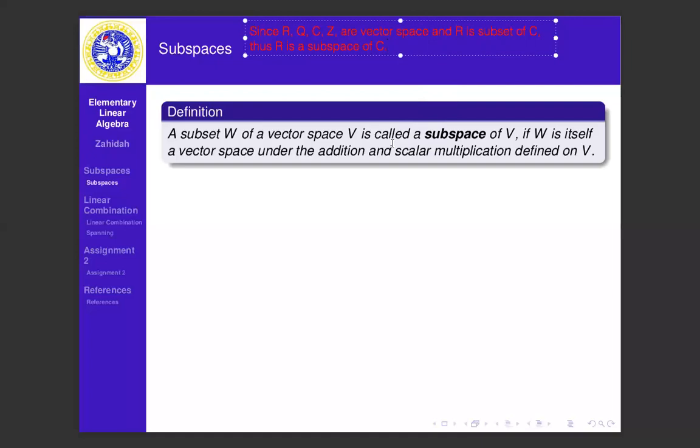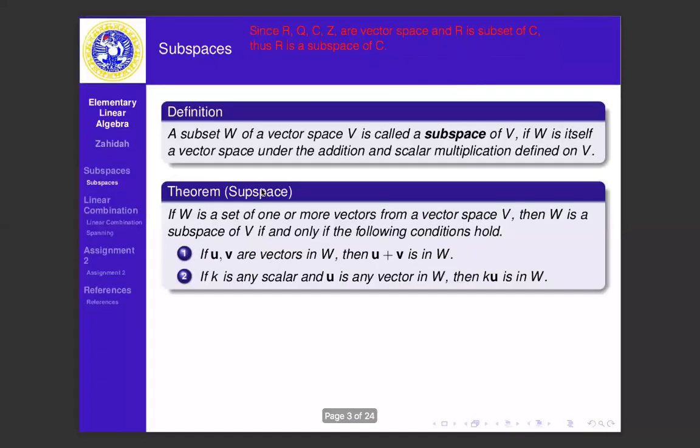Okay, this is for the first definition. It means if we want to show that a subset of a vector space is a subspace, we have to show that all the axioms of a vector space are satisfied. It's not efficient, right? So we have an alternative way here.